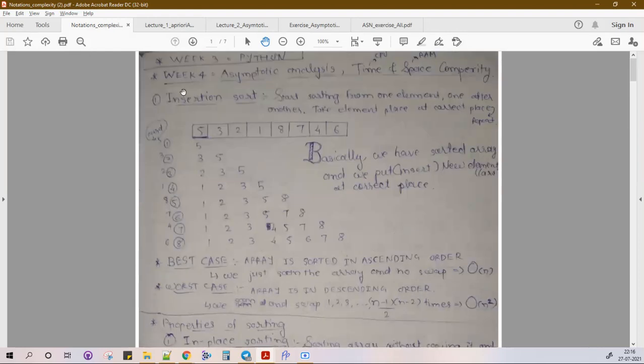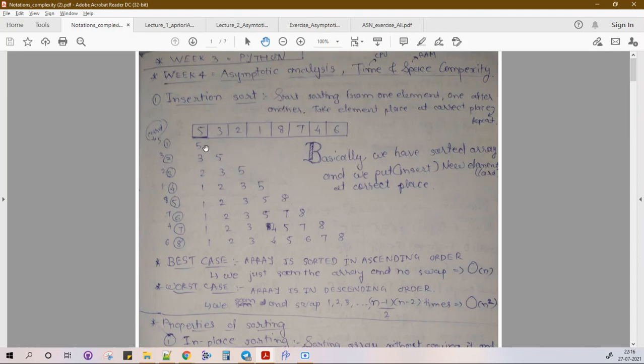Let's start with the topics, insertion sort. Then we will try to find out the order, big O, omega, theta. So what is insertion sort? Insertion sort is like how you sort cards. We start with the first element, go through all the elements, and put them one by one in the sorted array.